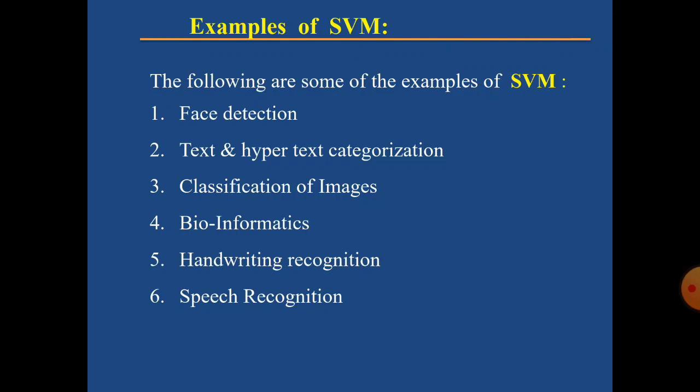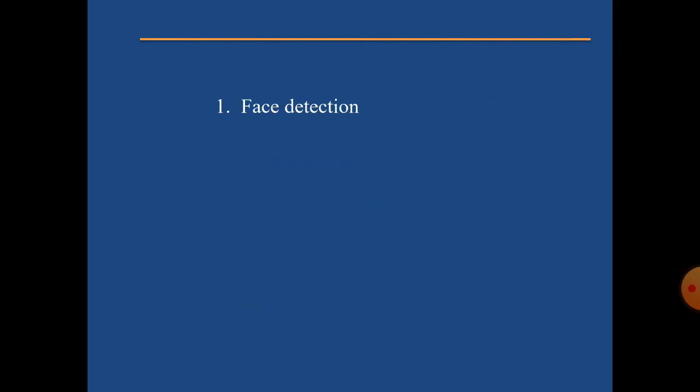So the first one is face detection. Number 2, text and hypertext categorization. Number 3, classification of images. Fourth one is bioinformatics. Fifth one, handwriting recognition. Sixth, speech recognition. So we will see them in detail one by one. Okay, coming to the first one, face detection.